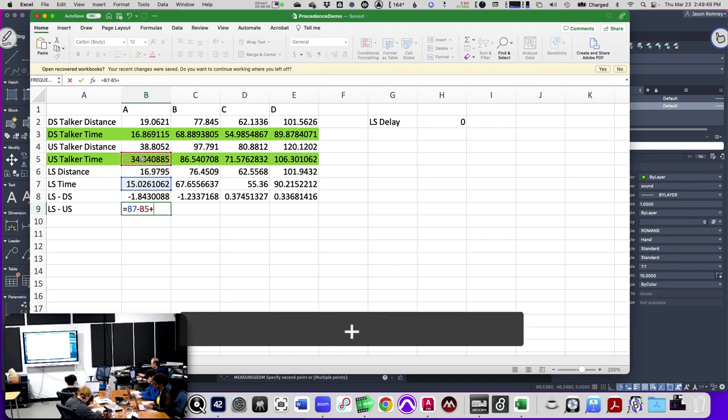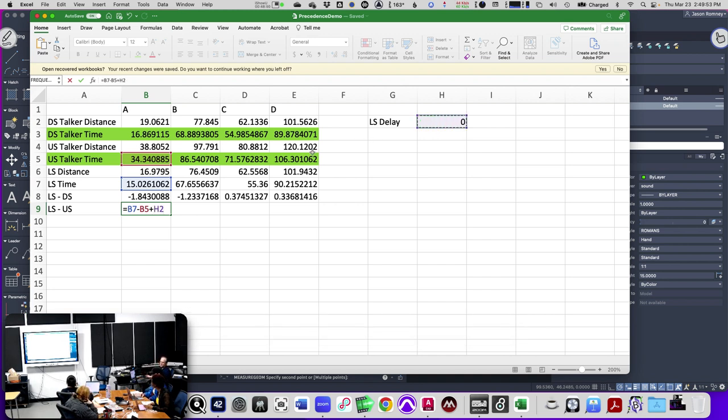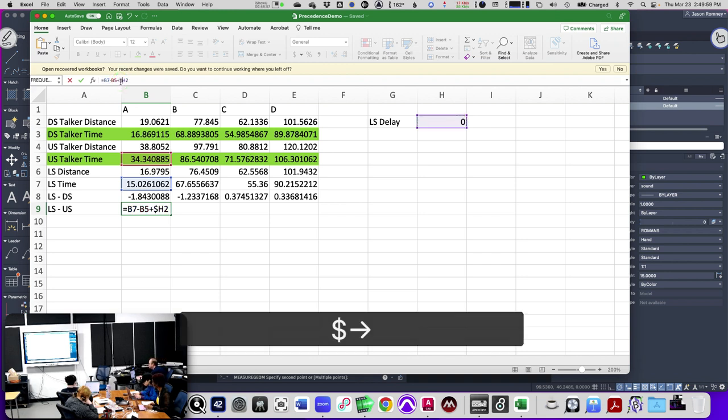And I'll go ahead and add the loudspeaker delay to that, because eventually I'm going to delay this. And I'll go ahead and tell Excel to hang on to that value. I'll put the dollar signs in front of it, and then I'll copy those over.